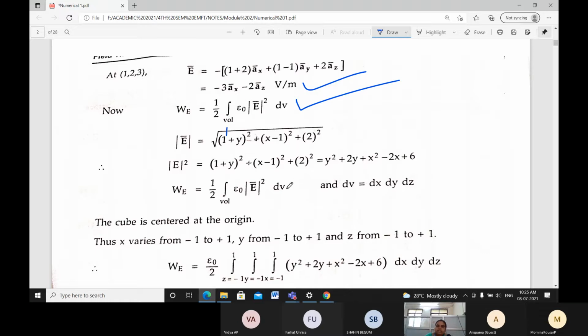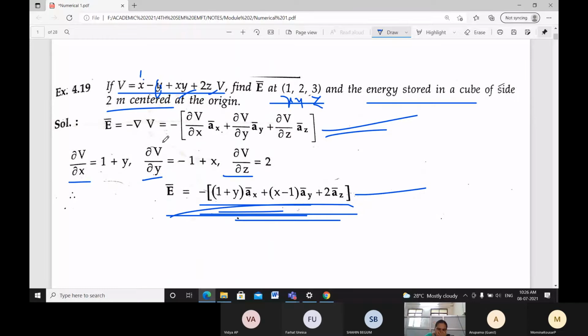This is the equation where dV, for the Cartesian coordinate system, is dx dy dz. For a different coordinate system, the dV will change. That was finished in the first module, so you should remember those equations. Then you have to substitute here. The cube is centered at the origin, therefore the values of x, y, z are decided by the cube being centered at the origin.